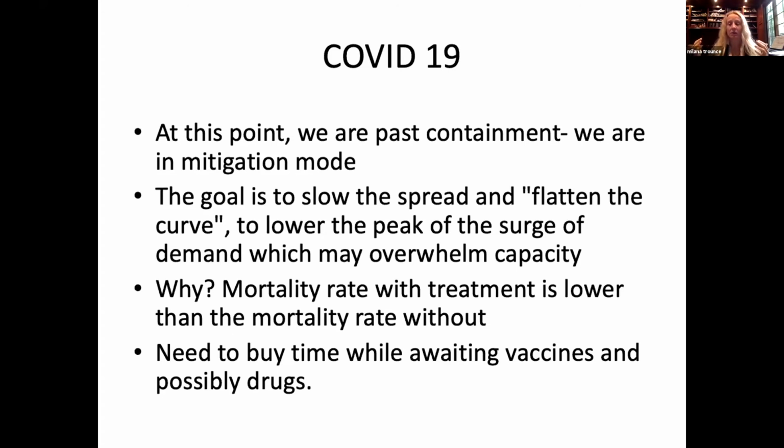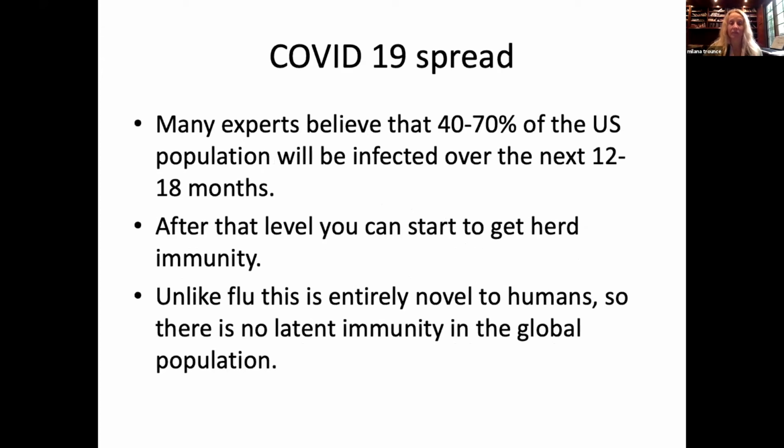This is what public health professionals are going for right now. We need to buy time while we're awaiting vaccines, and also, even without vaccines, while people are developing immunity in the population. This is where the analogy to cyber doesn't work as well: as the population builds immunity, the virus starts spreading much slower, and that's when it becomes far easier to control. So this will happen at some point, it'll just take time.